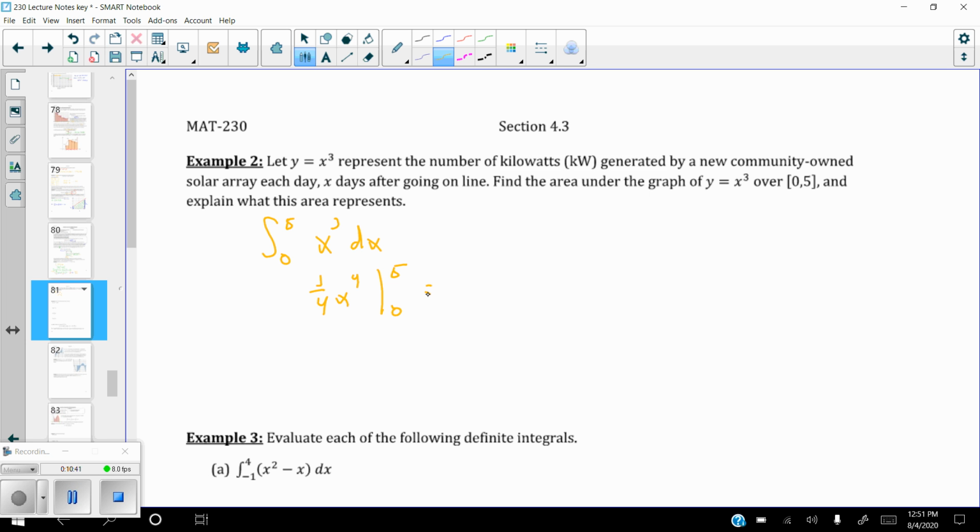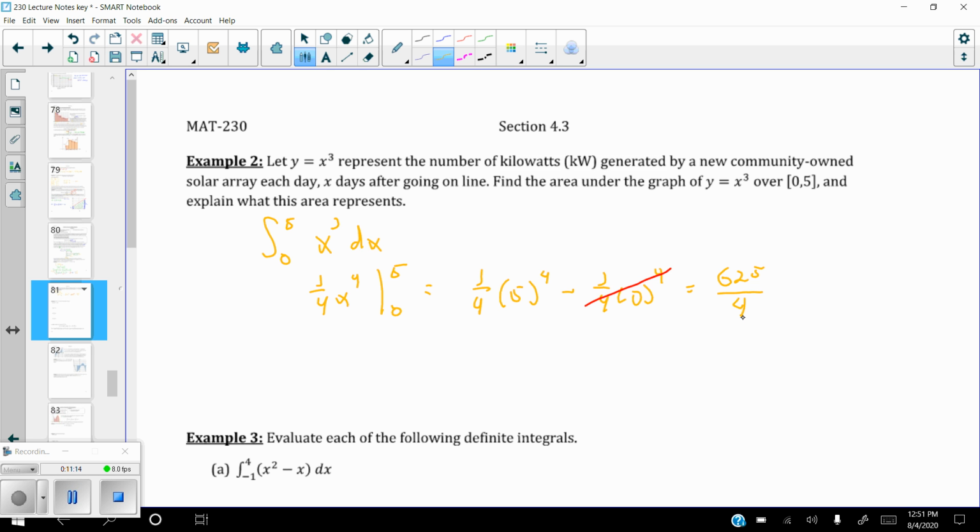So if I plug the 5 in first, I'm going to get 1/4 5 to the fourth, minus, plugging in 0, I get 1/4 0 to the fourth. Of course, that 0 to the fourth is 0 times that 1/4. That's done. I don't need to worry about that. So all I have to do is figure out what 5 to the fourth is. That's actually 625 times 1/4, which is just 625 over 4. Now, what kind of units is this?